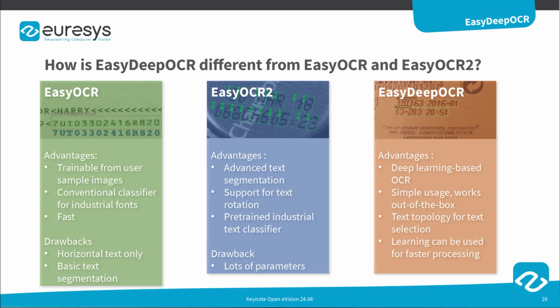The oldest product, EasyOCR, has some advantages. It can be trained using sample user images. It works with a conventional classifier for industrial fonts and is basically really fast.